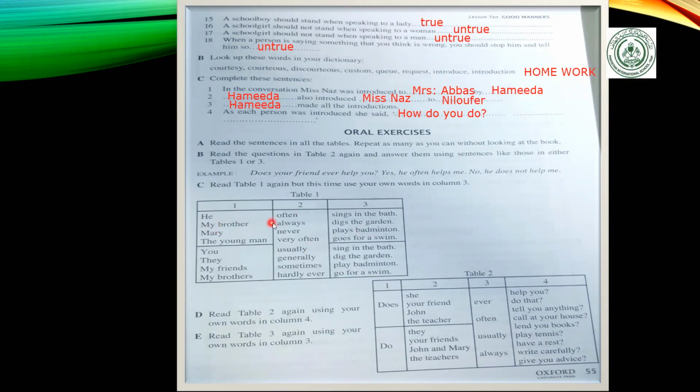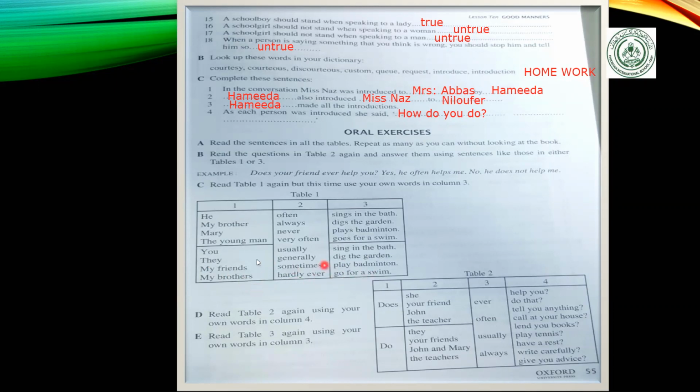Now first, he often sings in the bath. My brother always digs the garden. Mary never plays badminton, and the young man very often goes for a swim. You usually sing in the bath. They generally dig the garden. My friends sometimes play badminton, and my brothers hardly go for a swim.